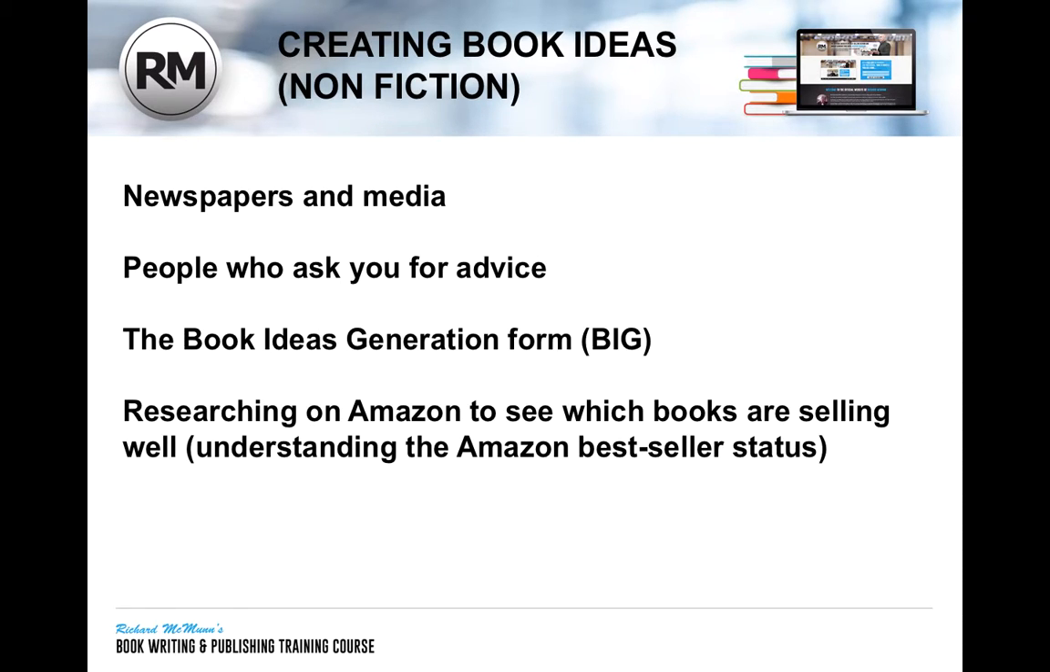And this is all about understanding the Amazon bestseller status. And again, I'm going to give you an example of that, of how it works, so you can go onto Amazon and do it. And then also keeping your ears and eyes open to different ideas. So listening to people around, also watching the news and things like that, looking for different opportunities that you can write a book about. So my book ideas generation form, what does it look like?